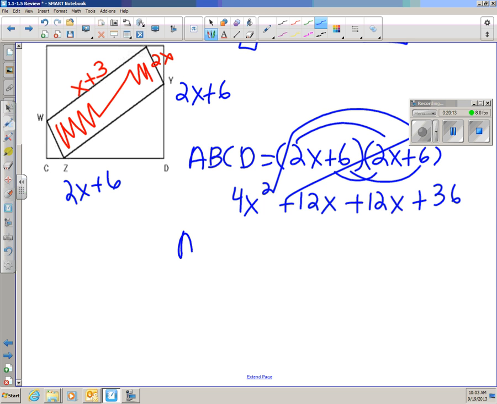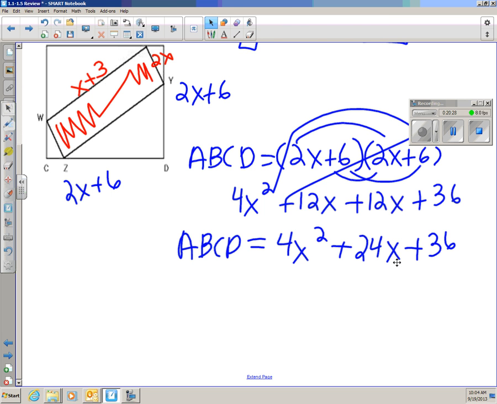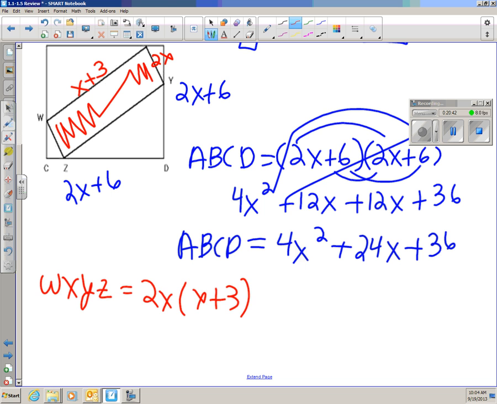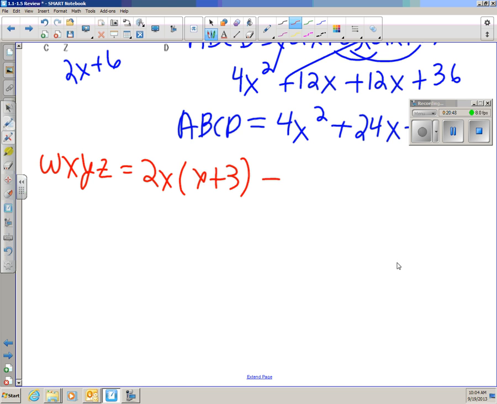So when I combine like terms, my square is 4x squared plus 24x plus 36. Now I need to do my rectangle, and my rectangle is WXYZ. WXYZ is also length times width, which is going to be, I'm going to go width times length, if that's okay. I could use the commutative property. So it becomes 2x times x plus 3. When that gets done, that's basic distributive property. You come out with 2x squared plus 6x.